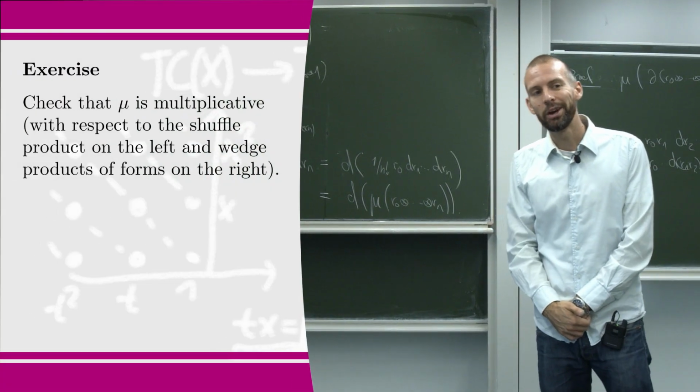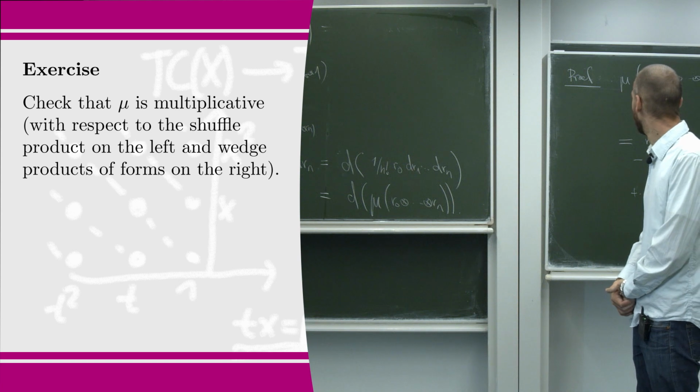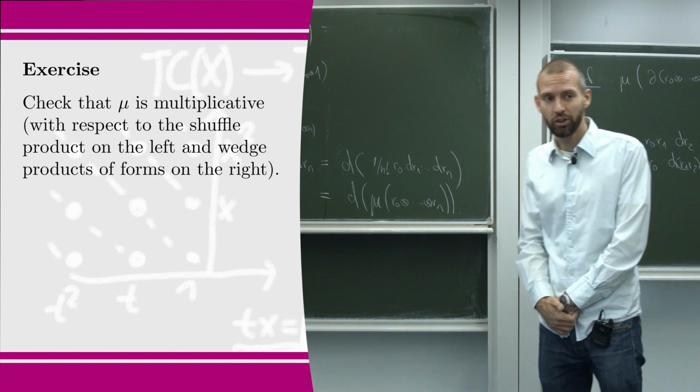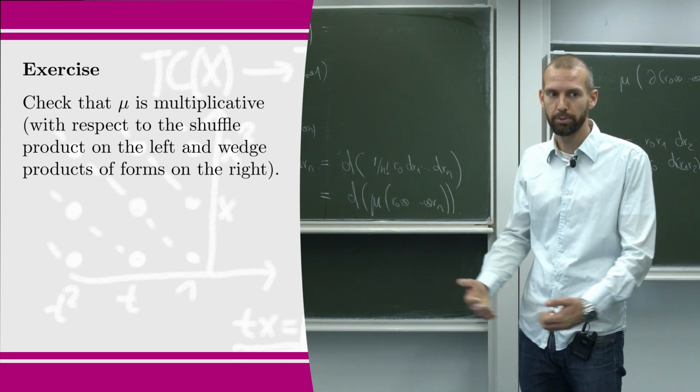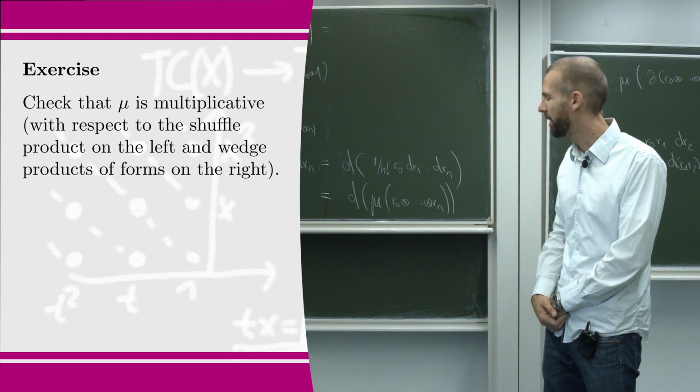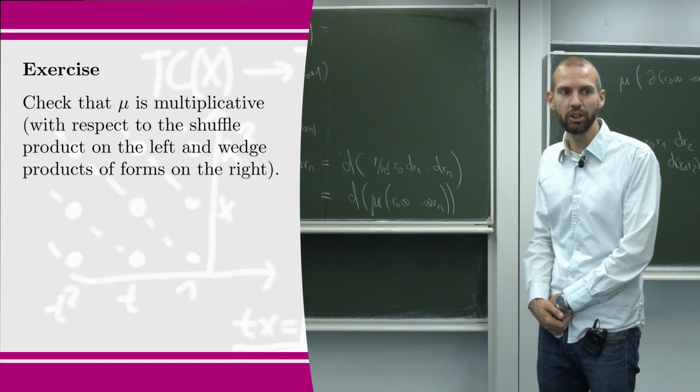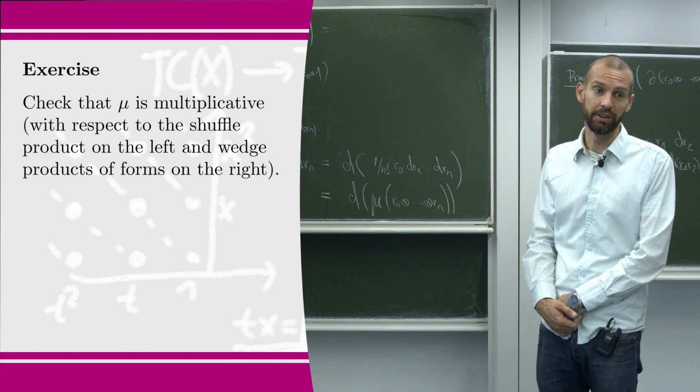And finally, you have to check that the map mu is also compatible with the shuffle product and with the wedge product of differential forms, and that is a similar computation, which at this point I leave as an exercise.